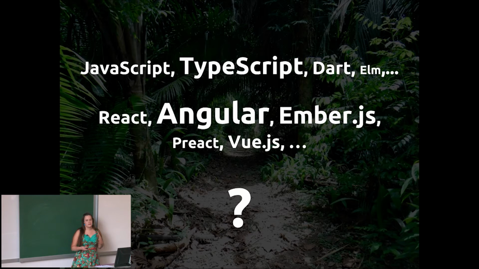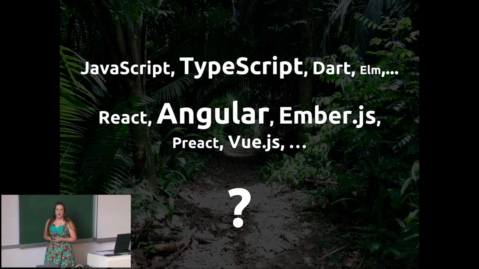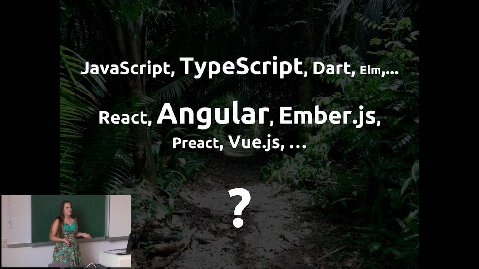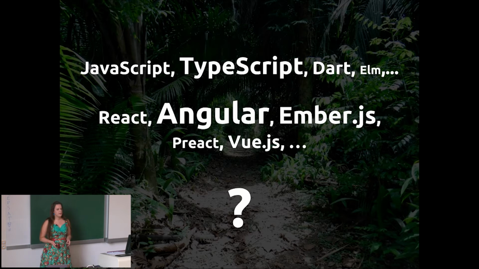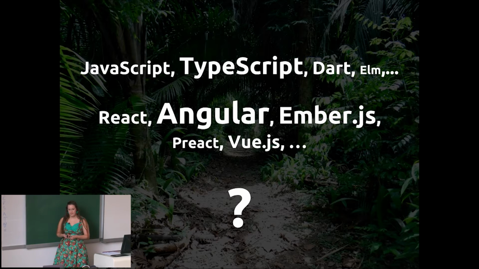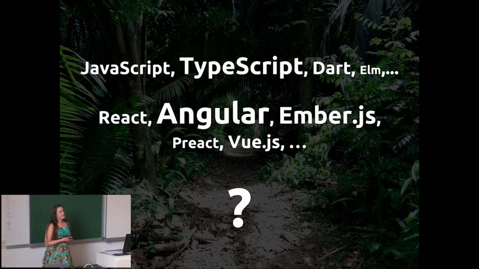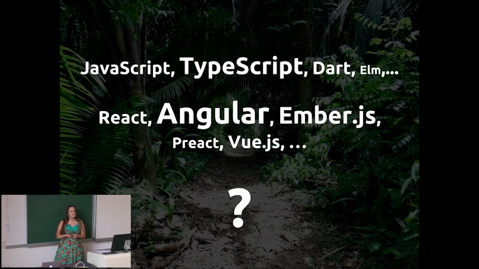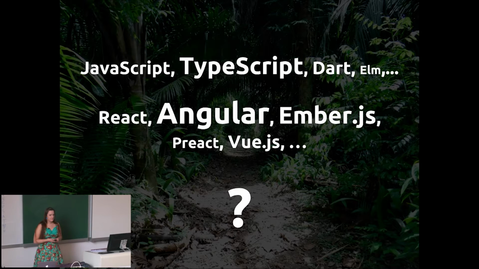You can select JavaScript, or if you want to have types, you can use TypeScript. Or there are things like Dart, Elm. Then if you want to use some framework, we have React, Angular, Ember, then some Preact, Vue.js, and so on. Each of these technologies says, I am the best one, I am the best of the best, use me. So which technology should you use from this web frontend jungle?